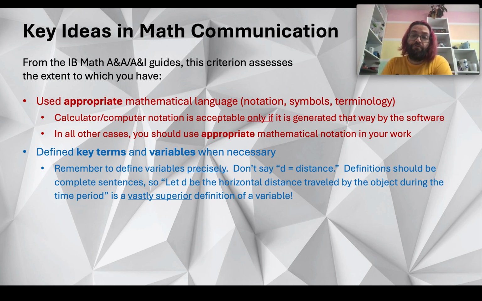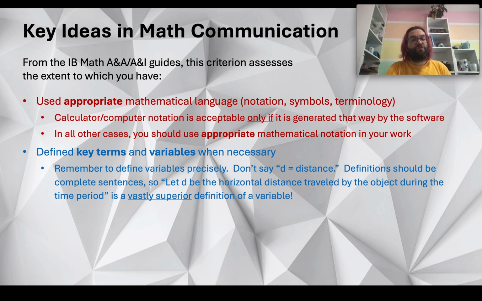You also need to define your variables anytime you use them. And it's really, really important that we define variables precisely. Please don't say things like d equals distance or let d be distance. It's like, distance what? What distance are we talking about here? Your definitions should generally be complete sentences. So saying something like let d be the horizontal distance traveled by the object during the time period is way, way, way better than saying d equals distance.